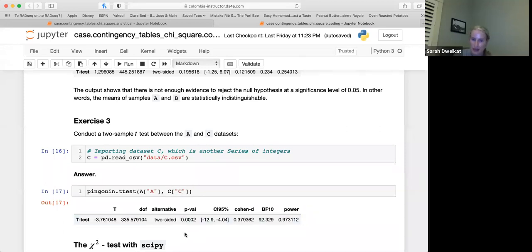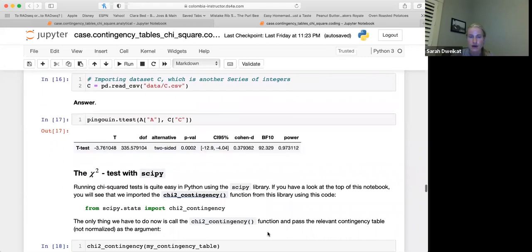We can see our p-value here is 0.0002. So that is significant. We can reject our null hypothesis. Our null hypothesis in this case is that the means are not different, right? No relationship or no difference. So our null hypothesis here is that the means of A and C are not different. But here we have a p-value that is significant, indicating that yes, the mean between A and C is actually different. They are statistically significant and statistically different from one another.